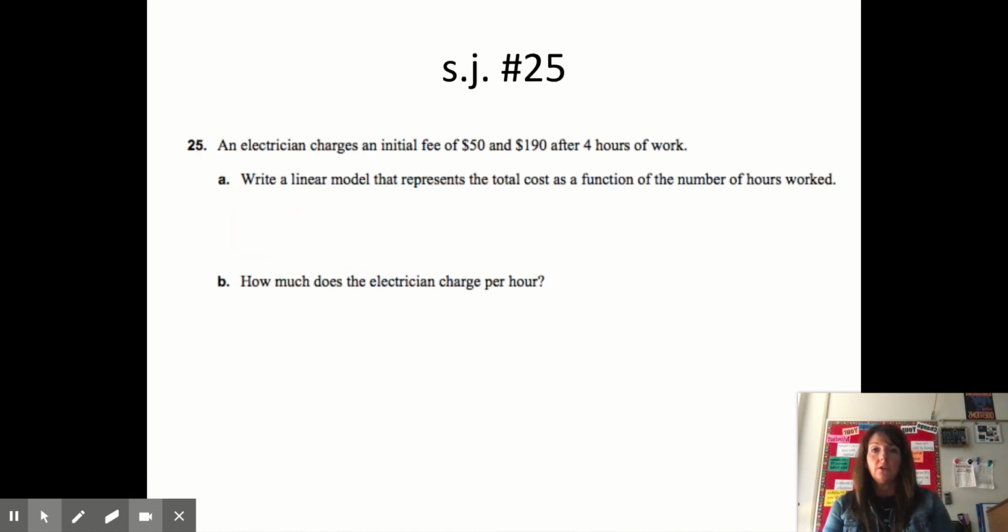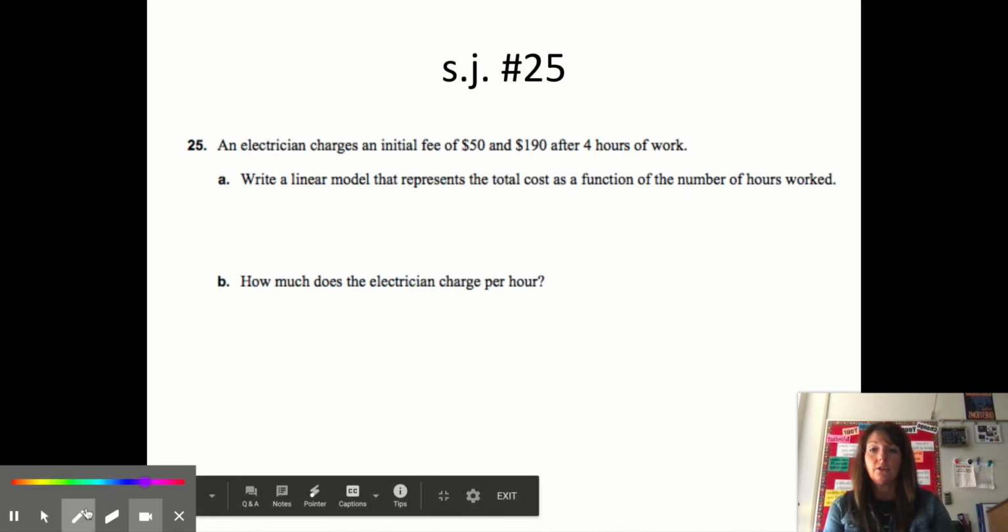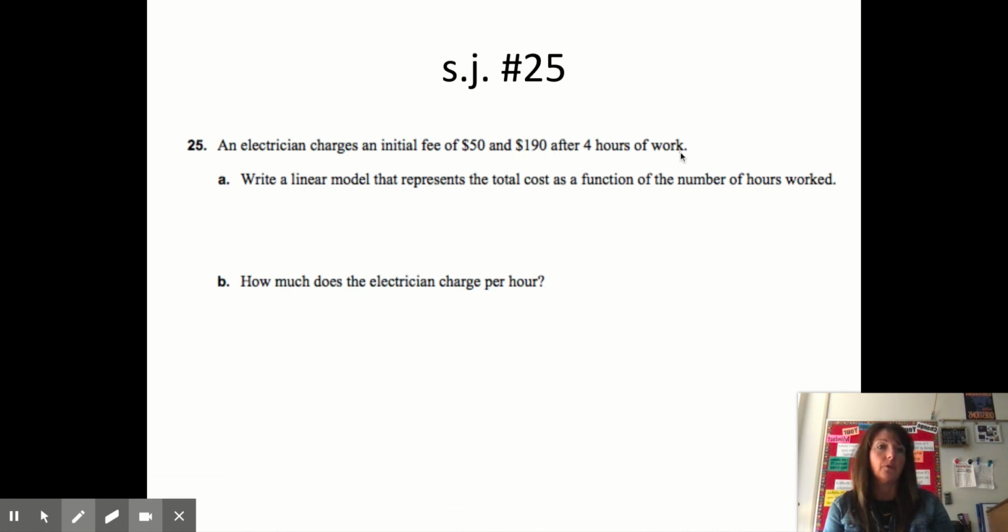So we have an electrician who's charging an initial fee of $50, and the electrician charges $190 after he completes 4 hours of work. So we know that if we're going to put this into slope-intercept form, we have mx plus b. All right. So we have our slope, and we know that x is representing the hours. And then our starting point is 50, because he has an initial fee of 50. So there's always some flat rate or initial fee.